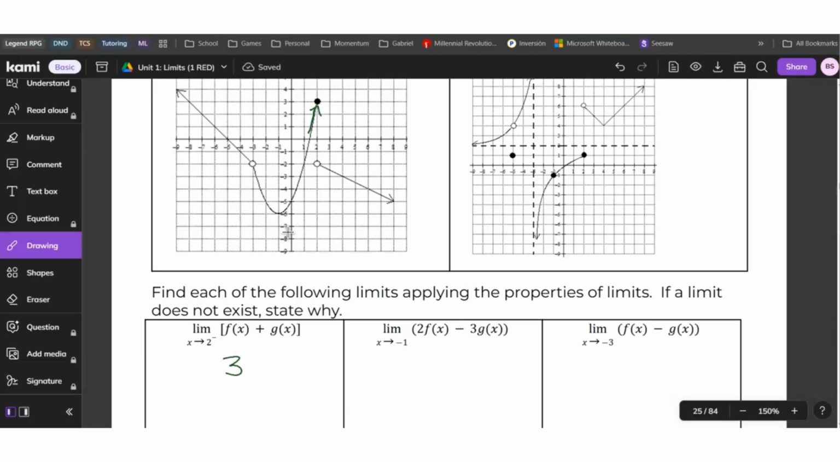Okay? Then for g of x at 2 from the left, I'm approaching 1. So this would simply be 4. Does that make sense? Good. Let's try the next one. It's a little bit trickier.